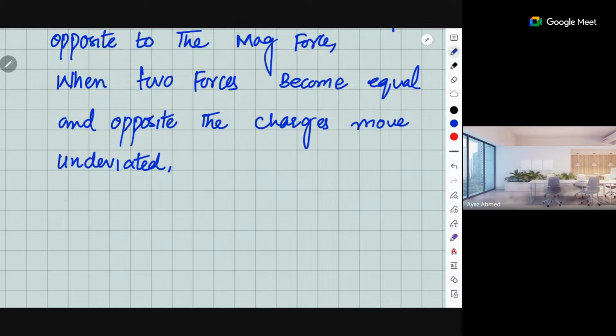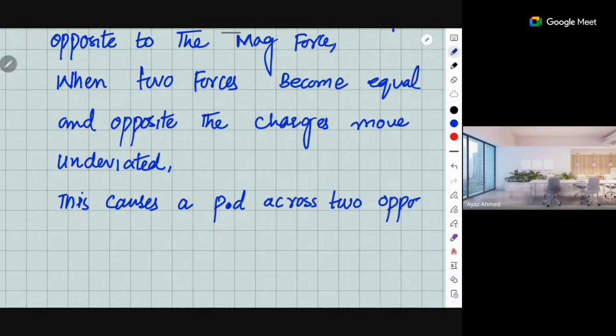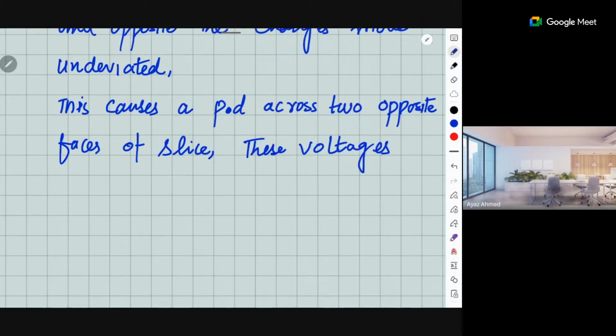Okay, this causes a potential difference across two opposite faces of the slice, and these voltages are called Hall's voltages. This is very, very important. I have just written the entire detail.